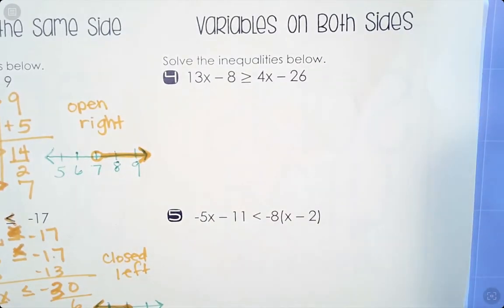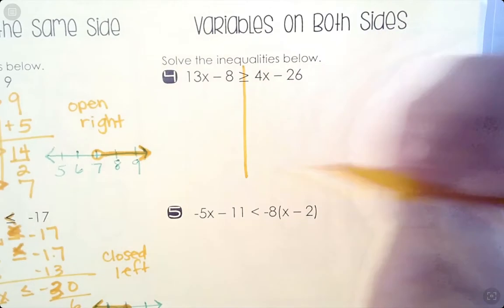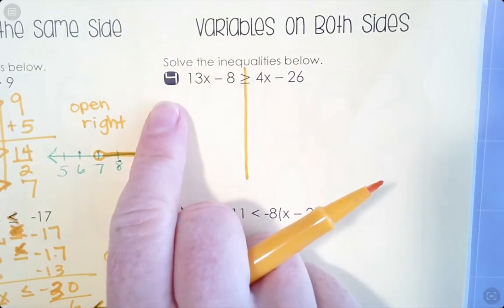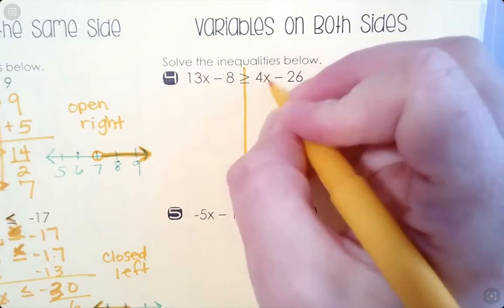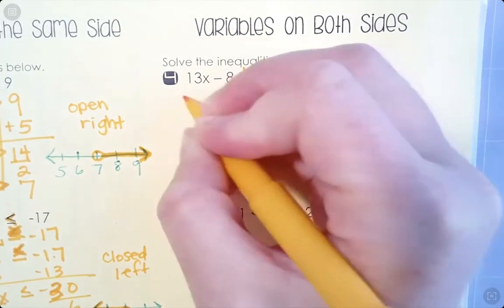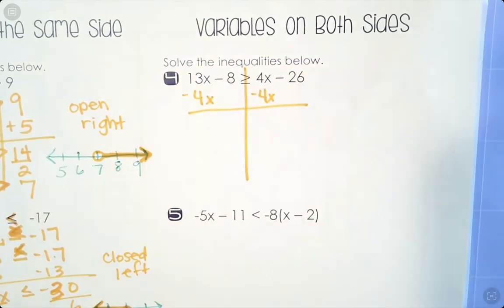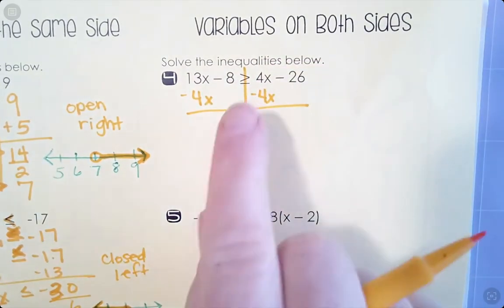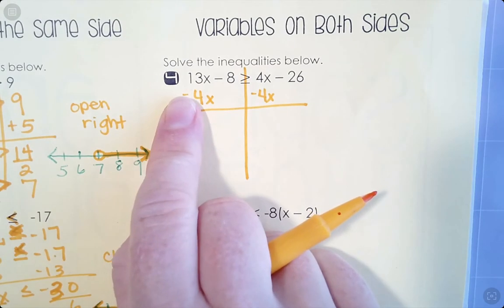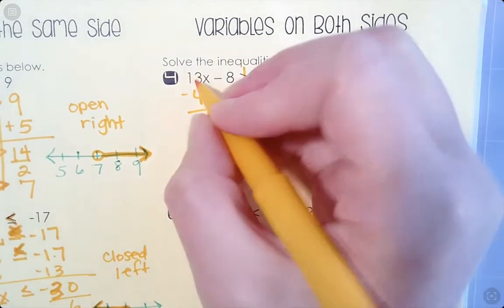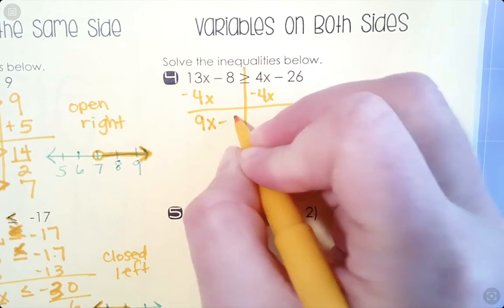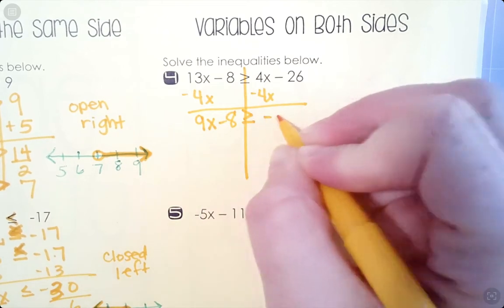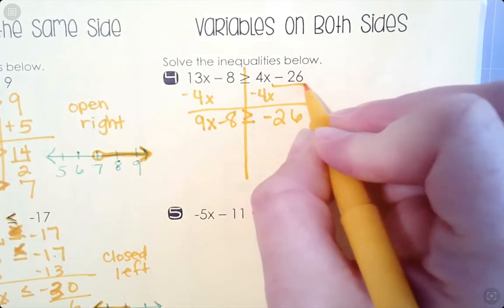Okay, so let's now do some problems with variables on both sides. We want to get all the x's on the left side. So we don't have to distribute anything, nothing to do, nothing to combine. So we're going to move this 4x to the left side. So remember with equations, we always move the smaller ones. Well, with inequalities, we always want to move all the x's to the left, no matter if it's the smaller or not. Which in this case, it actually is the smaller one that we moved. So 9x minus 8 greater than or equal to negative 26. Make sure you bring down that whole thing.